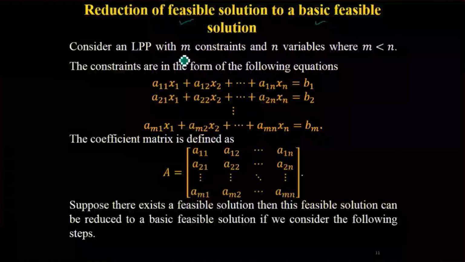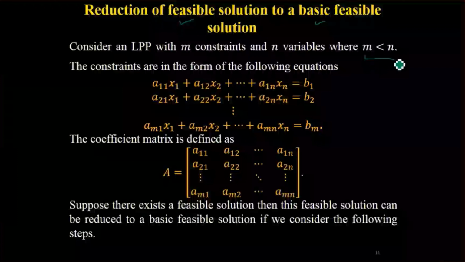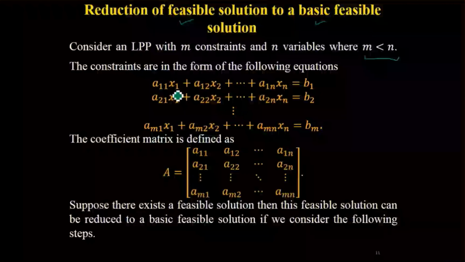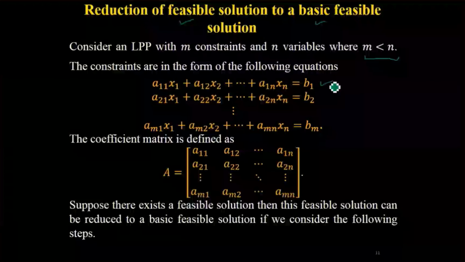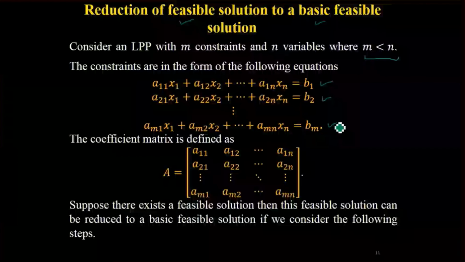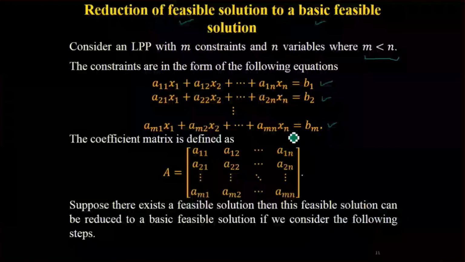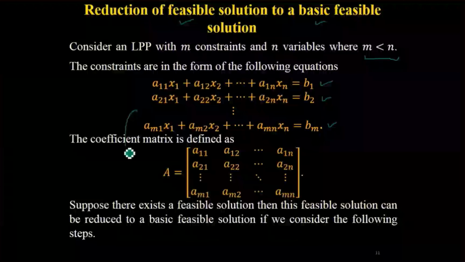Now consider an LPP with m constraints and n variables that satisfy m less than n. The constraints are in the form of the following equations. The first equality constraint is a11 x1 plus a12 x2 plus and so on plus a1n xn equal to b1. The second equality constraint is a21 x1 plus a22 x2 plus and so on plus a2n xn equal to b2. Similarly, the mth equality constraint is am1 x1 plus am2 x2 plus and so on plus amn xn equal to bm.